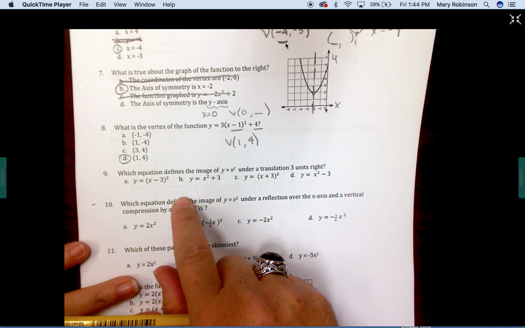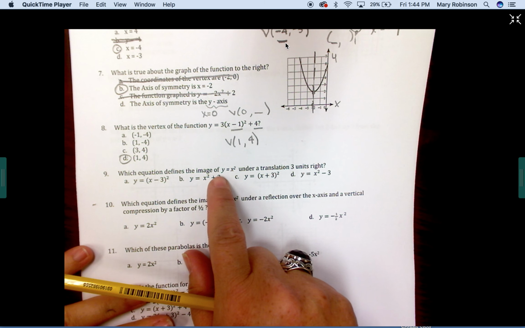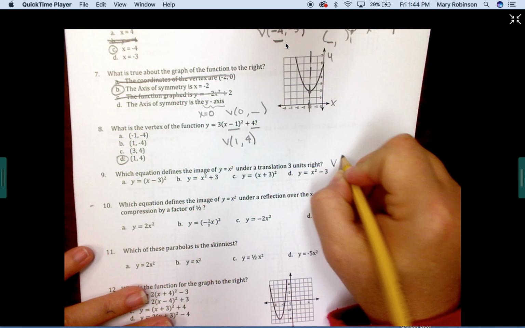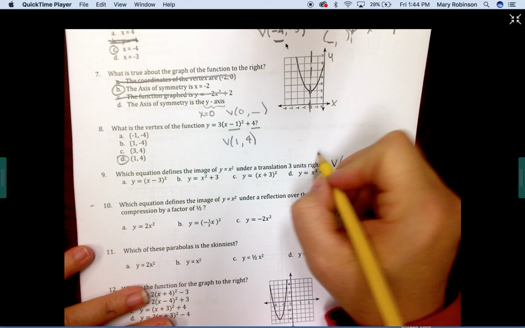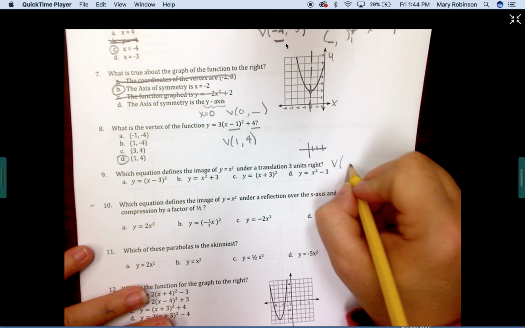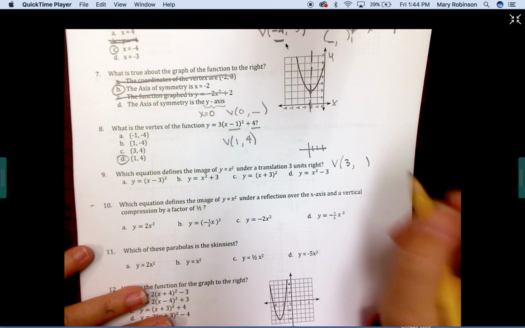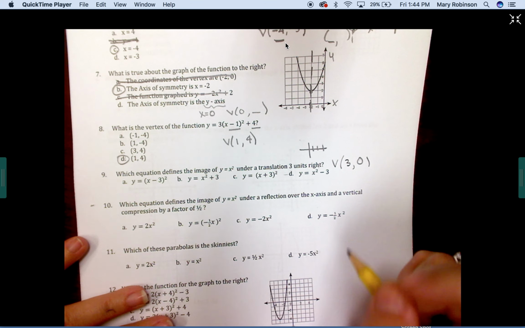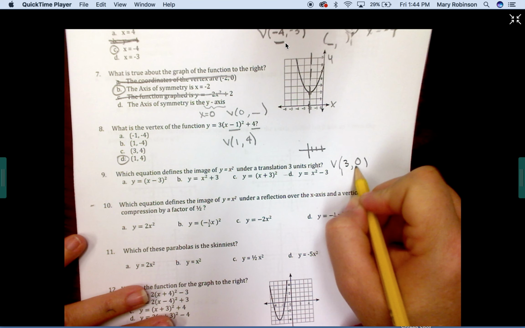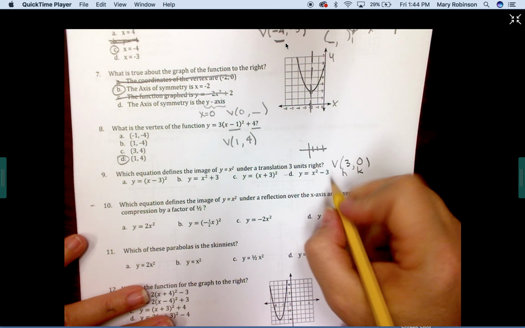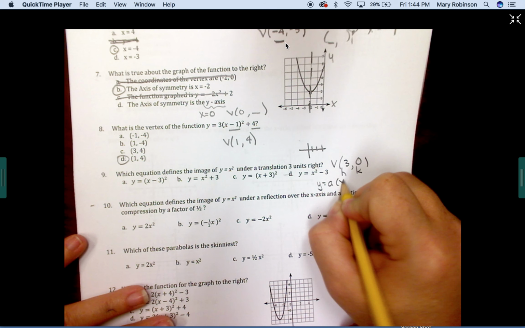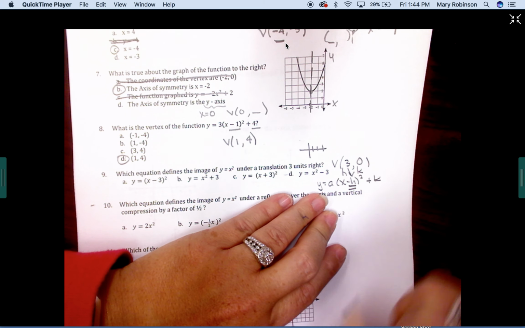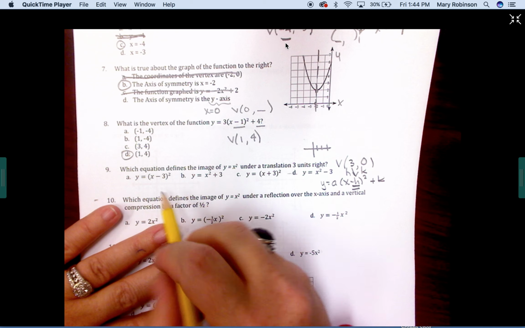Next, which equation defines the image of y equals x squared under a translation 3 units right? So from the origin, if I go 3 to the right, then my x-coordinate is 3. We don't know what the y-coordinate is, but if all it says is I go 3 units right, then it's 3, 0, which means my k value is 0 and my h is 3. When I plug it into vertex form, this is where I would plug in my 3. So I'm looking for x minus 3 in parentheses.